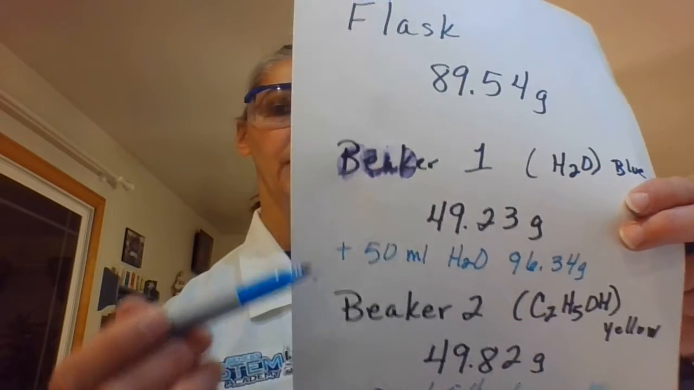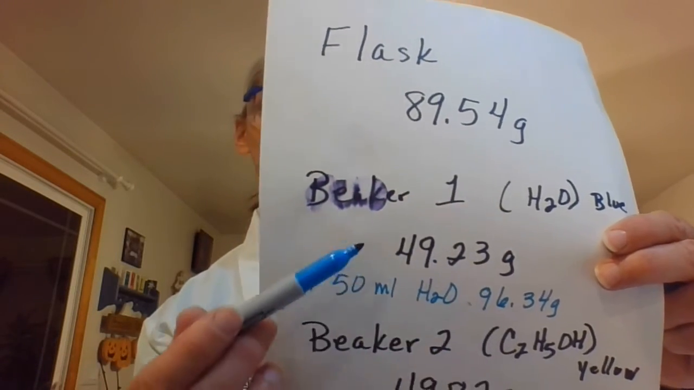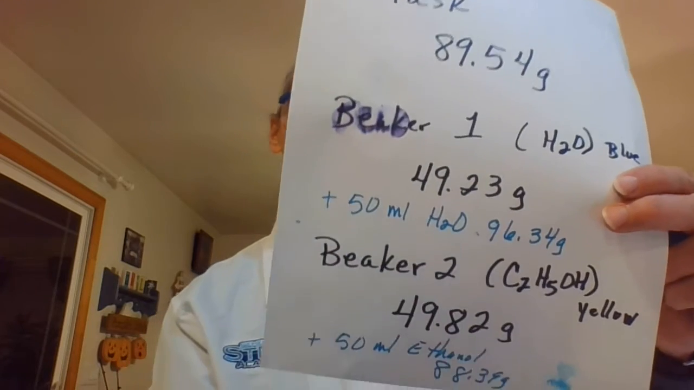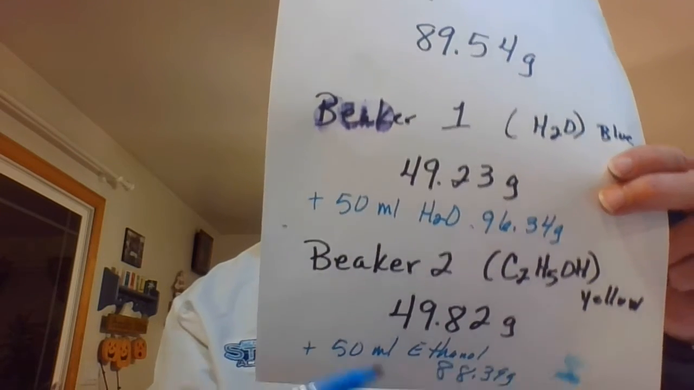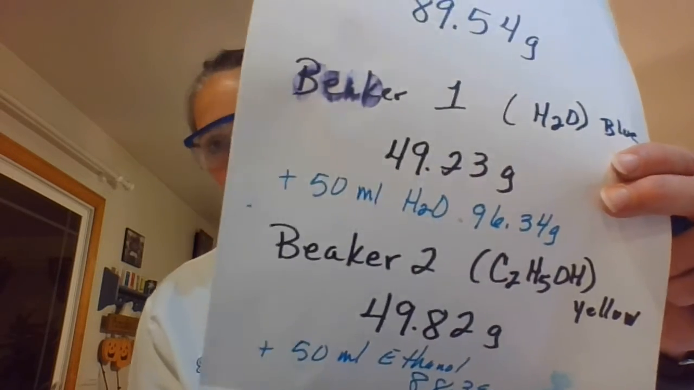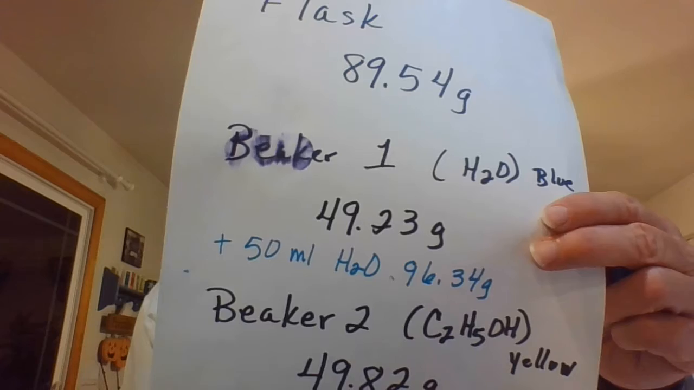On each of these you're going to take this total mass here and subtract the beaker, and that will give you the mass of the water. And then here the total mass, subtract the beaker, and that will give you the mass of the alcohol. Then take the mass divided by the volume to calculate the density of each.